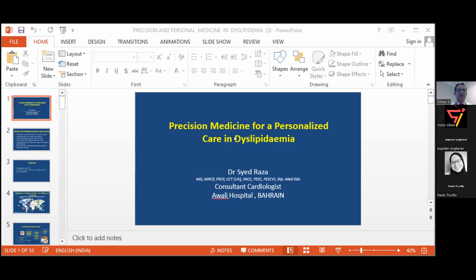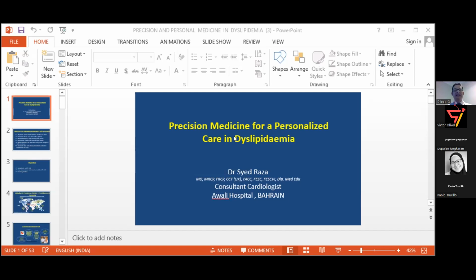Now, what we are talking about today is dyslipidemia. As you can see here, at least half of the patients who have dyslipidemia are not reaching their LDL target goal. And more sadly, in the figures that you see, 45% of the deaths in the young Gulf population are attributed to cardiovascular disease. So more and more young people in this part of the world are dying because of cardiovascular disease.